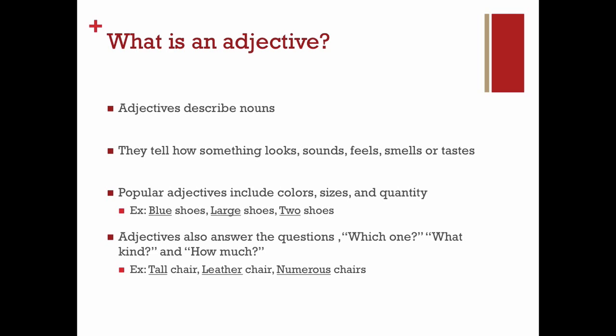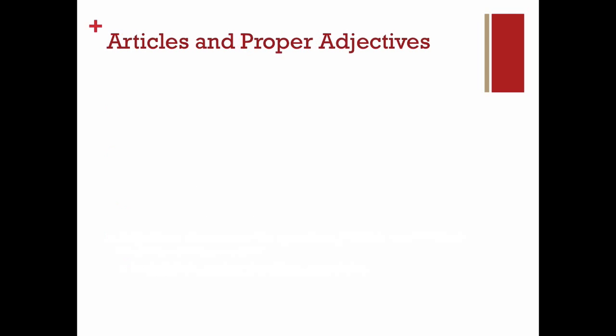And then adjectives also answer the questions of which one, what kind, and how much. So they allow you to be much more specific when you are telling about something. So you can say tall chair, leather chair, or numerous chairs.